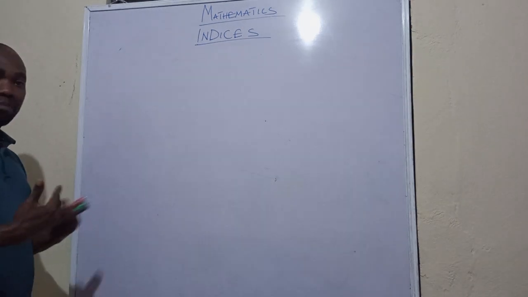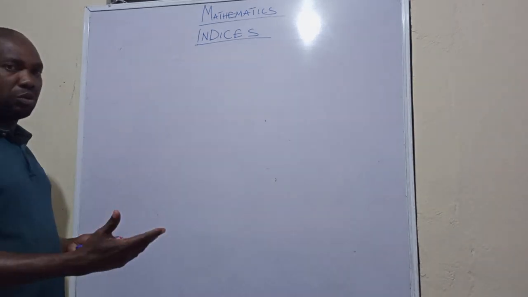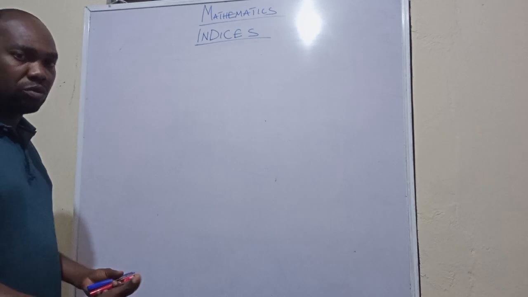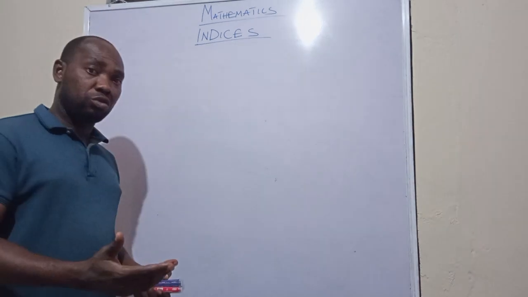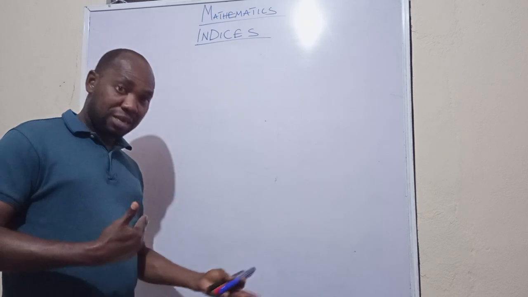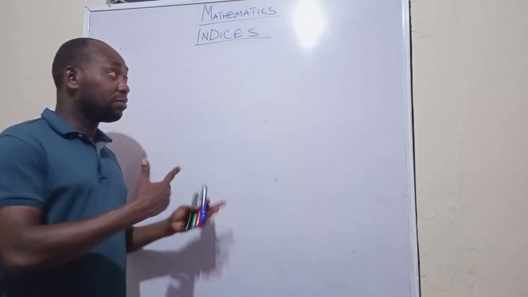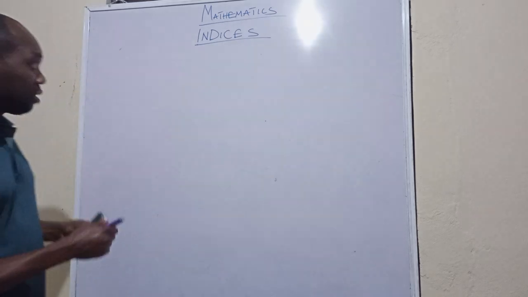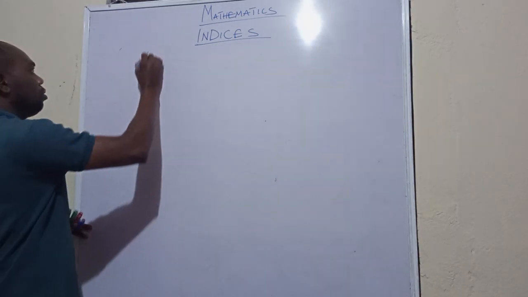It's just like making someone your friend, to be happy with you, or to stay with you. There are some certain things you will not want to do, and there are some certain things you would like to do in order for the person to be happy staying with you. So the same thing with indices. So now let's look at rule one.